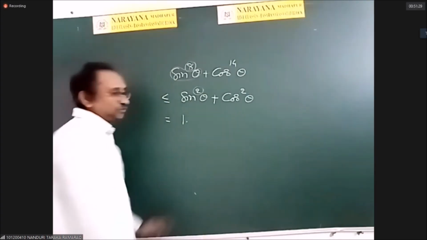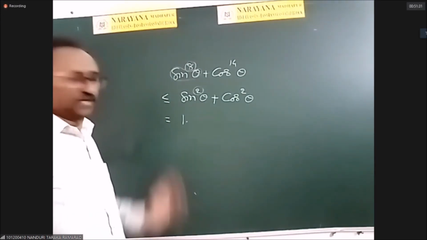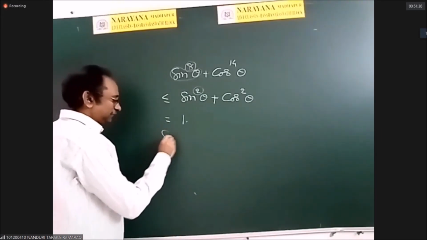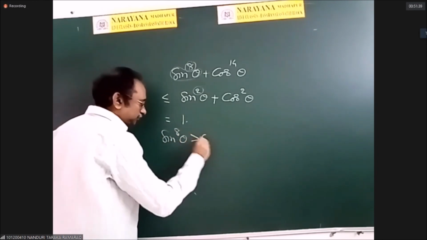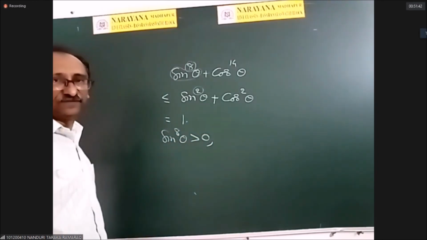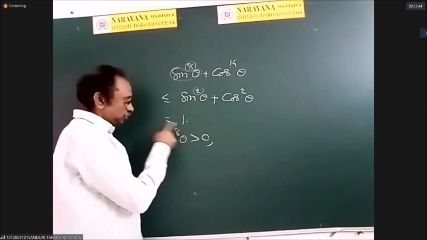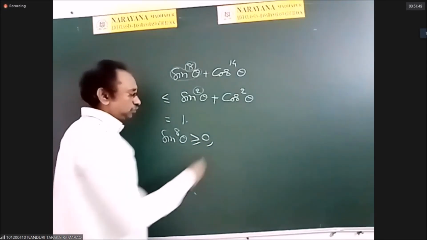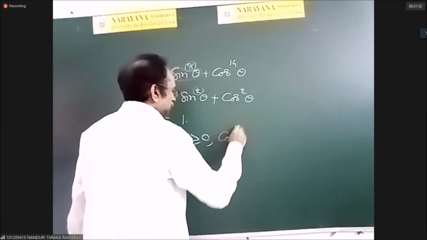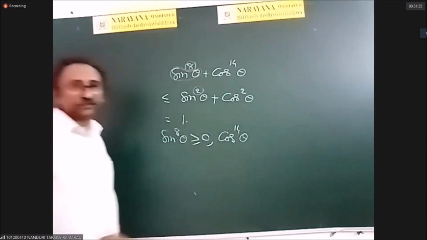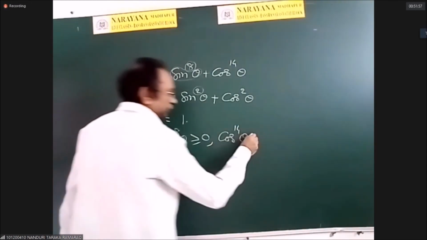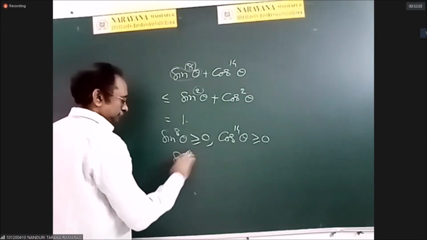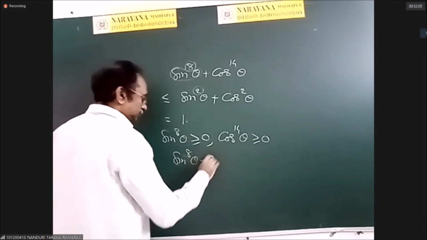But what is the minimum value? I can't find the minimum value, but I will give you some lower bound only. Sine power 8 theta is always positive, because power is an even number. Even though sine theta is negative, whole power 8 must be positive, or greater than or equal to 0. Similarly, cos power 14 theta is also like that. Power is an even number, so it is greater than or equal to 0. And what about the sum then? It is positive and it is positive.